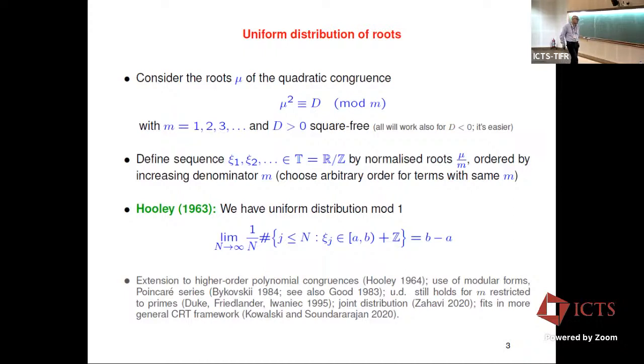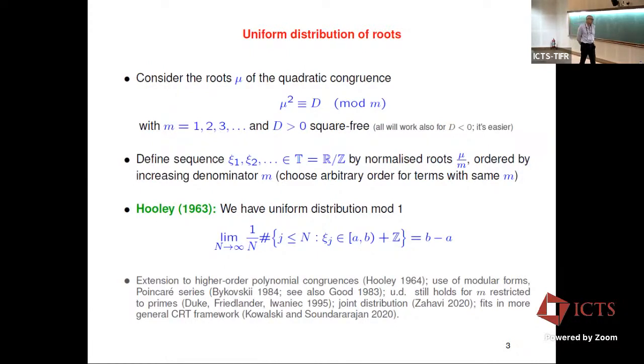And that was proved by Christopher Hooley in 1963. He was, in fact, in Cardiff for a long time. And in the last few years of his life, he lived in Bristol and he gave a few beautiful lectures in number theory there. Now, so that's uniform distribution.